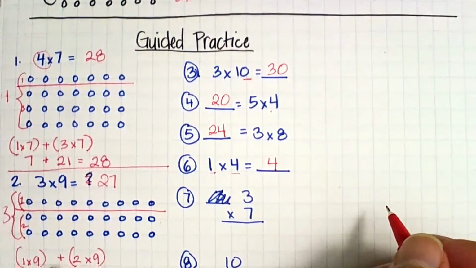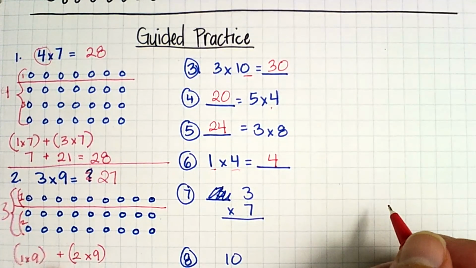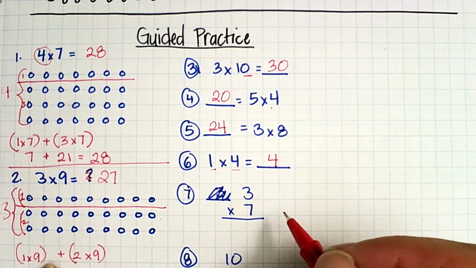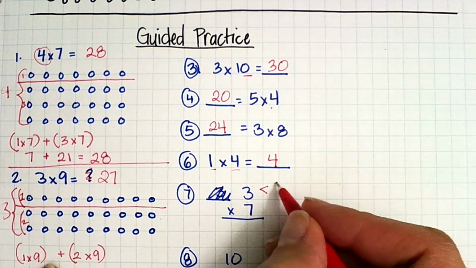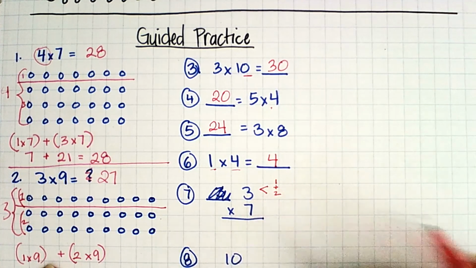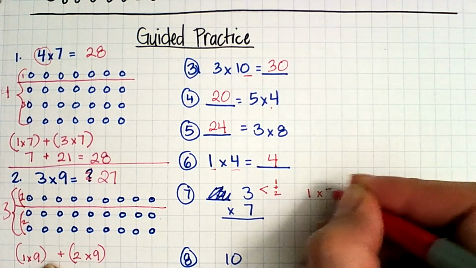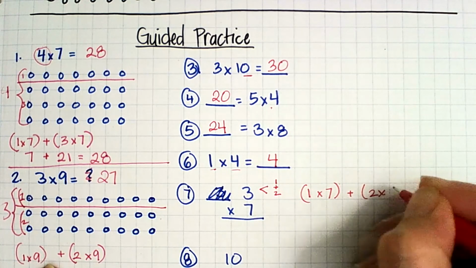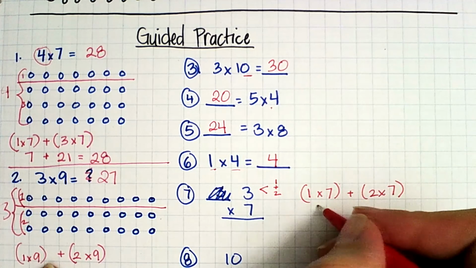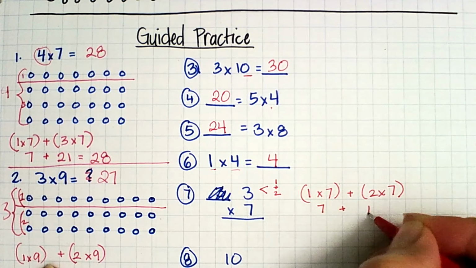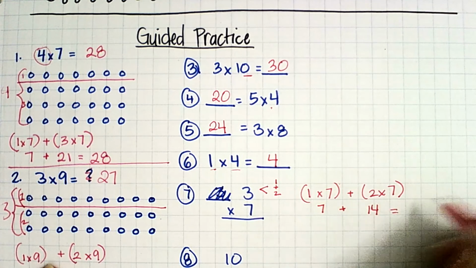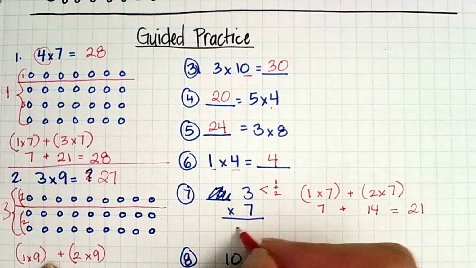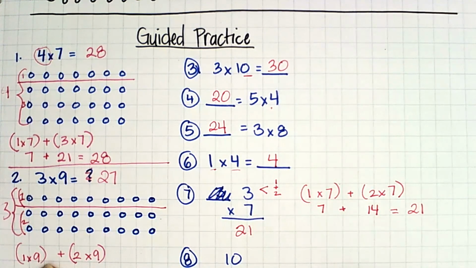For number 7, we have 3 times 7. So we can split this into 1 times 7 plus 2 times 7, right? I can split apart my 3 into 1 plus 2. And I can do 1 times 7 plus 2 times 7. Now I know 1 times 7 is 7. 2 times 7 is 14. 7 plus 14 is equal to 21. So I know 3 times 7 is equal to 21.